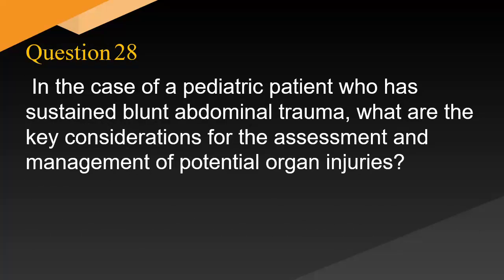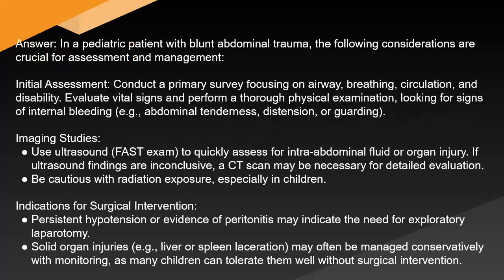In the case of a pediatric patient who has sustained blunt abdominal trauma, what are the key considerations for the assessment and management of potential organ injuries? Answer: in a pediatric patient with blunt abdominal trauma, the following considerations are crucial for assessment and management. Initial assessment: conduct a primary survey focusing on airway, breathing, circulation, and disability.